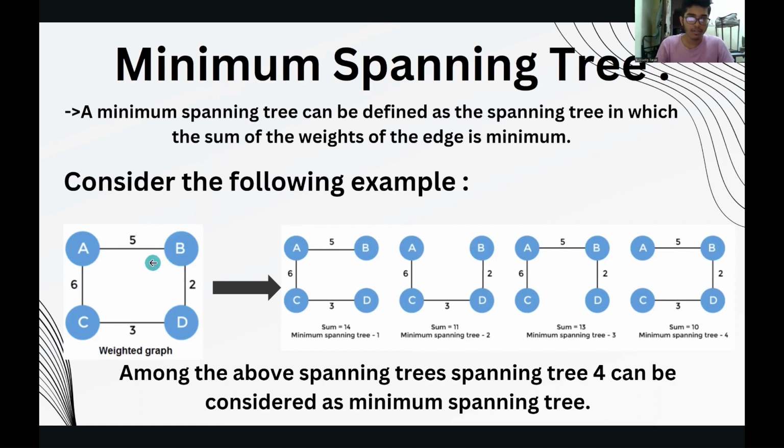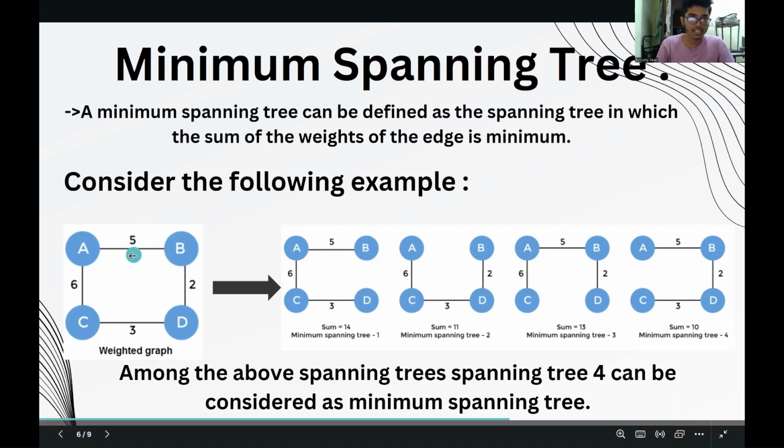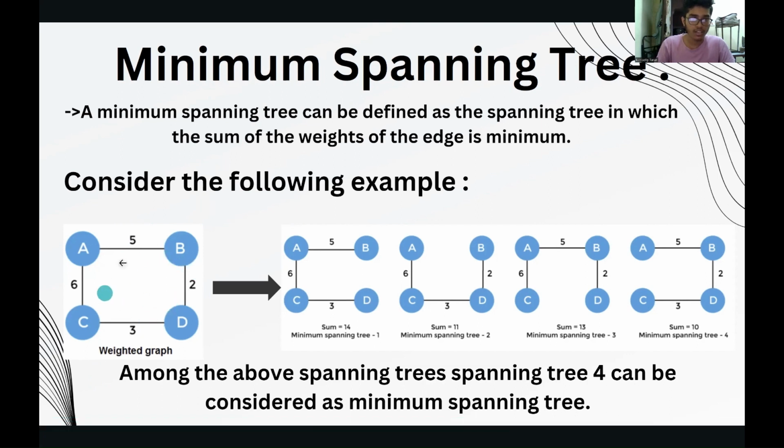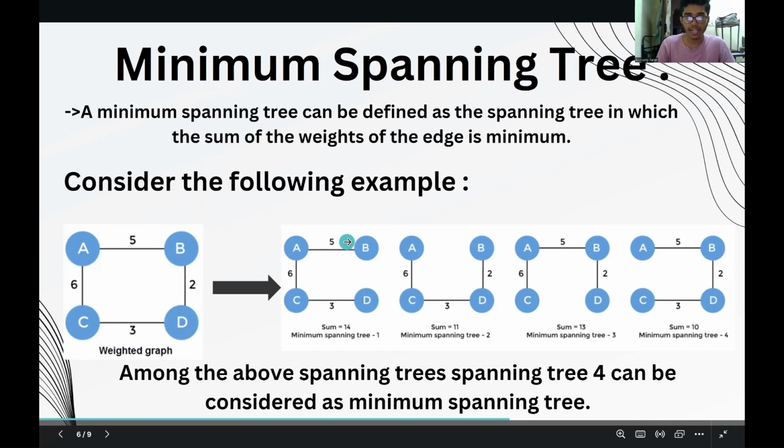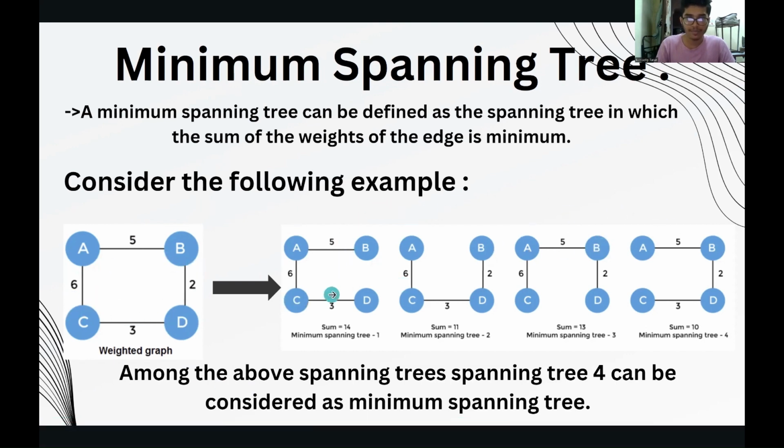Consider the following example, which is a weighted graph. As we can see here, the weights 2, 3, 5, 6 are given to the edges of this graph. It contains 4 vertices A, B, C, and D, and edges whose weights are 2, 3, 5, 6. You can get this many spanning trees from this graph. From these 4 graphs, each spanning tree has a different cost.